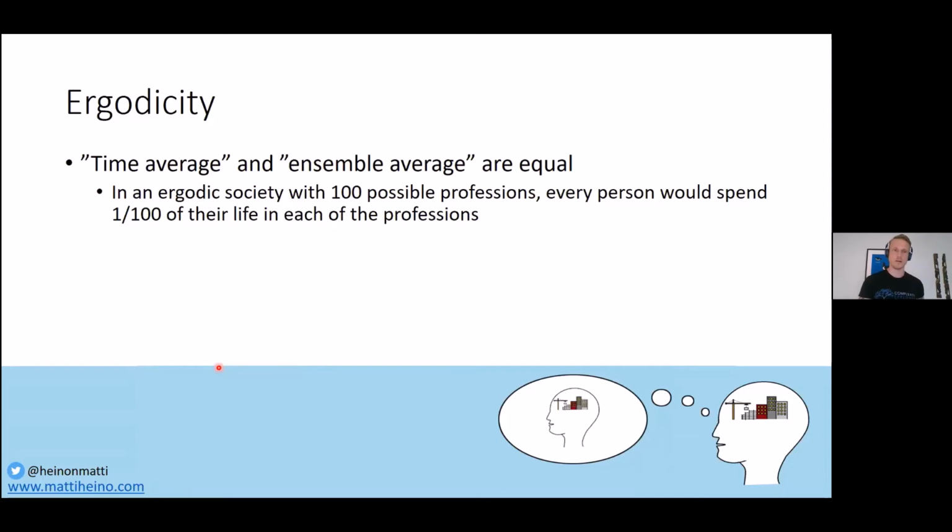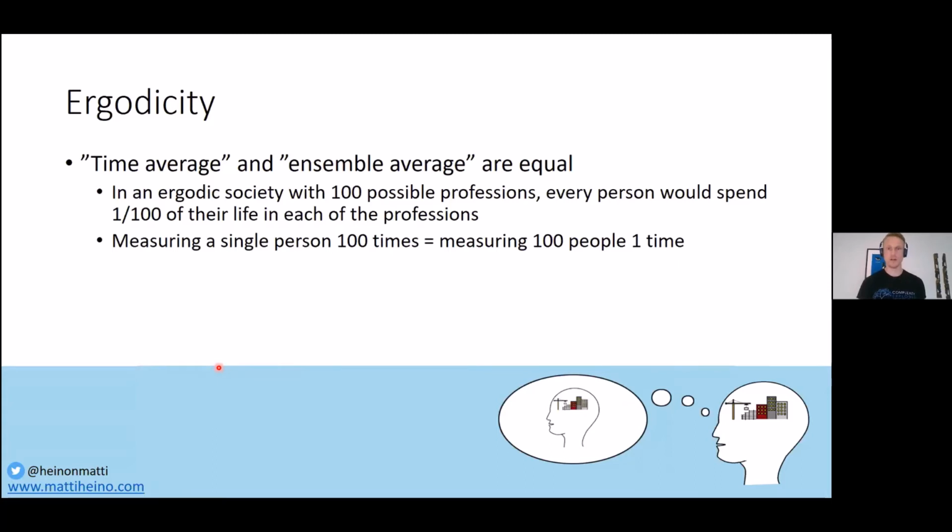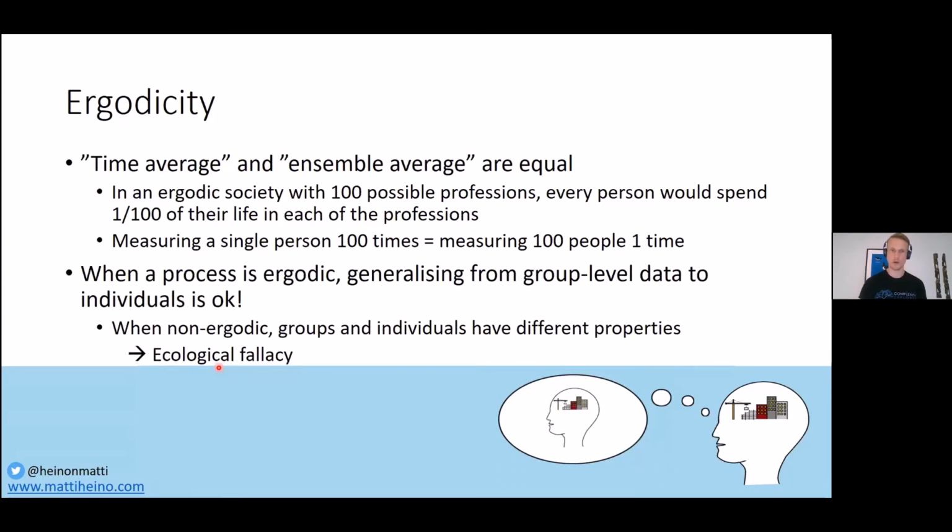the system is ergodic. So, for example, in a society, if you would have 100 possible professions, every person would spend 1/100th of their time in each. And measuring one single person 100 times, you would get the same result as measuring 100 people one time. And when a system is ergodic, then it's okay to generalize from group levels to individuals. But if it's not, then we're doing the ecological fallacy.